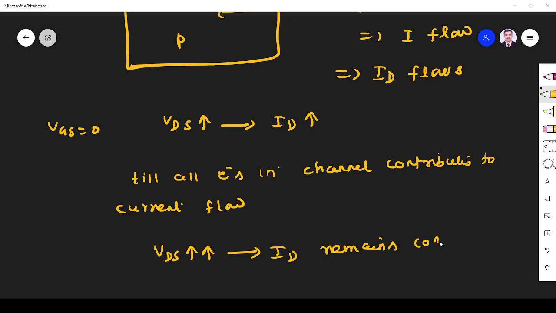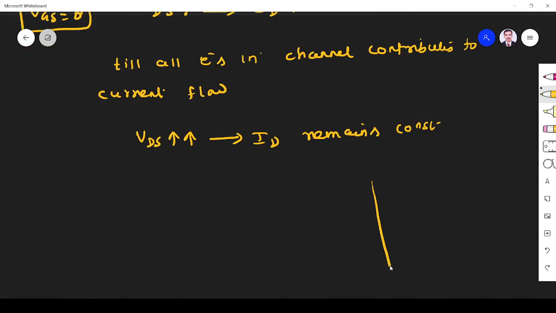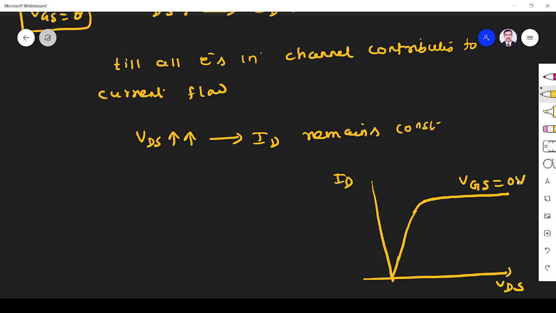So these are all happening under the condition that VGS must be equal to 0, right? Okay, so let me simply draw the curve like this. If you have a VDS-ID curve, what is happening? Initially, if you increase VDS, ID will increase. Once all the electrons contribute to the current flow, it will remain constant. This is happening when VGS equals 0. So this is our case 2.